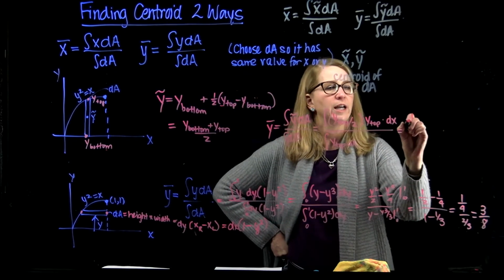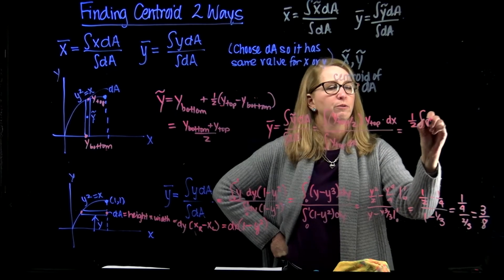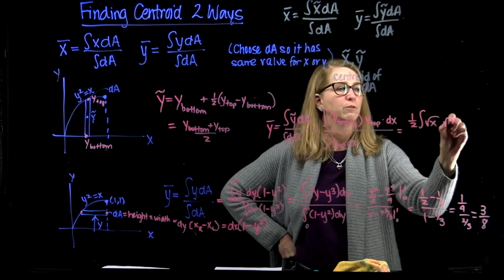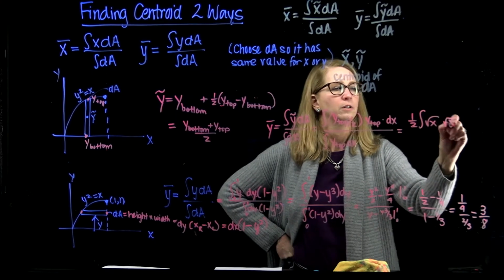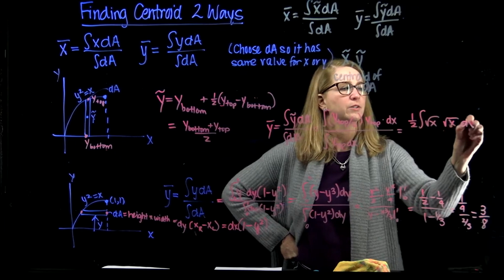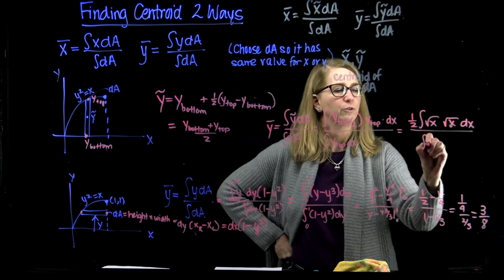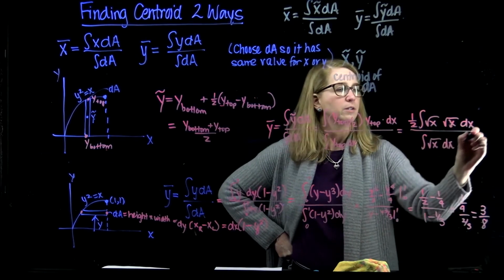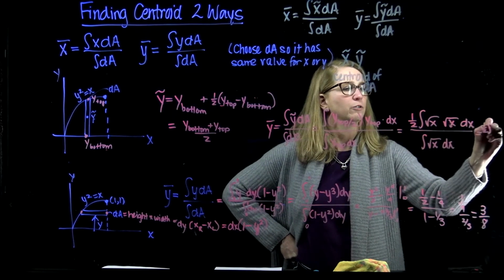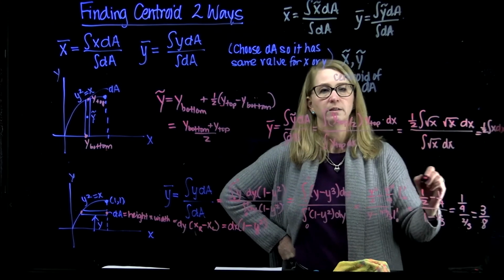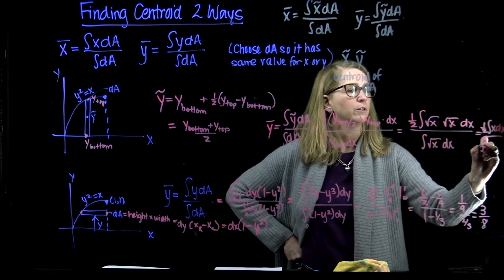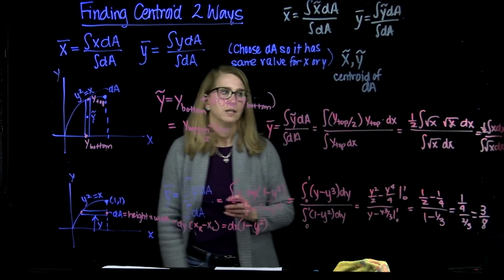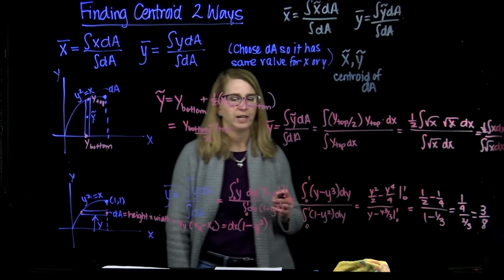So I'm going to bring the 1/2 out here. I get the square root of x for y top, here's the half, and then times the square root of x, again, for this term, times dx. And on the bottom, I get the integral of the square root of x dx. And so this ends up to be 1/2 the integral of x dx over the integral of the square root of x dx. All right, so that was the integration I have to do.